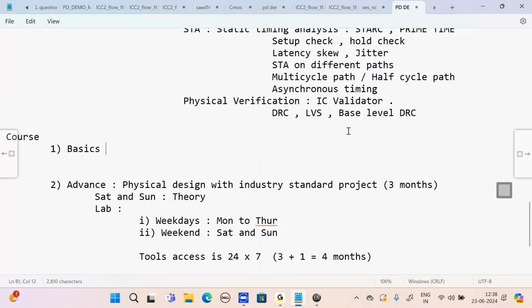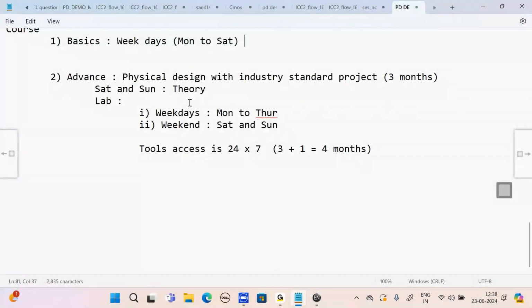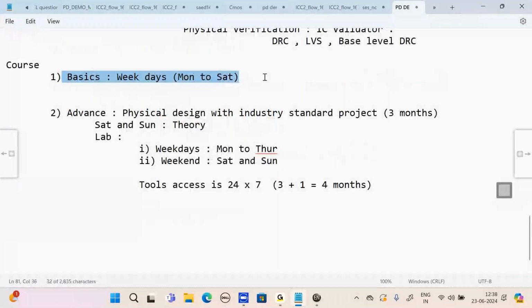So basics is on weekdays. There is no weekend basics. It is from Monday to Saturday, all the days. Sunday is off. But when we come to advance, the off is on Friday. Basics off is on Sunday. So if you cannot attend weekday basics, please contact admin. Is there any provision to attend basics on weekends?